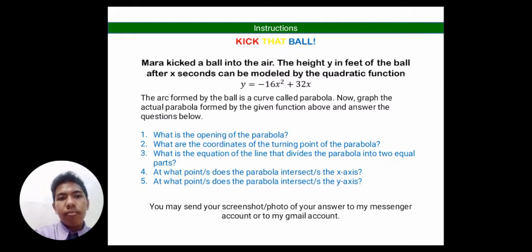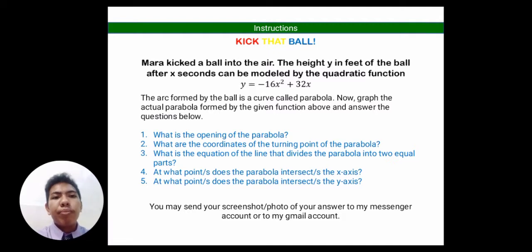We have here, Mara kicks a ball into the air. The height y in feet of the ball after x seconds can be modeled by the quadratic function y is equal to negative 16x squared plus 32x. The arc formed by the ball is a curve called a parabola. Now graph the actual parabola formed by the given function above and answer the questions below.